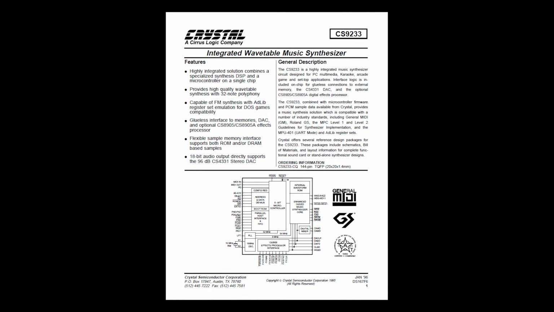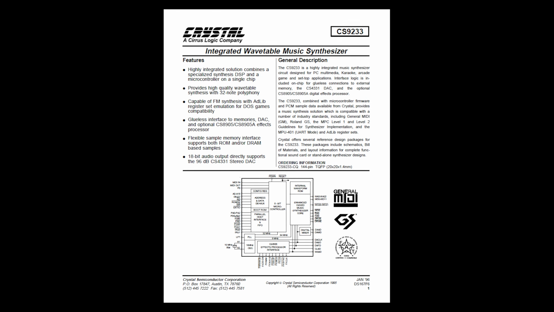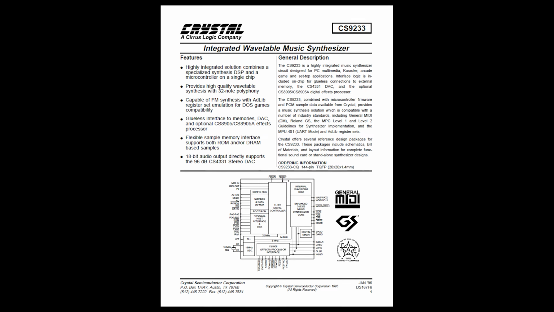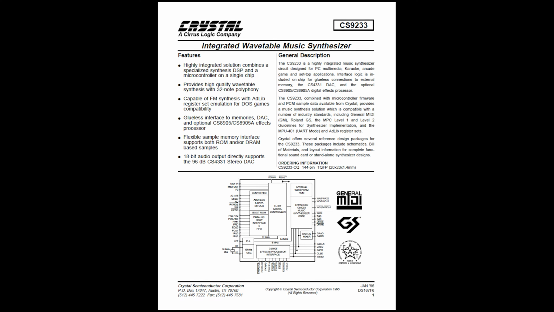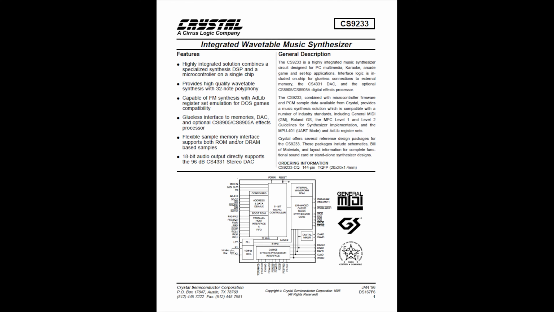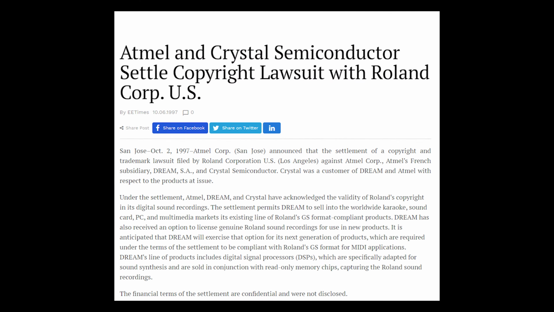So the CS9233 was sold as a GS-compatible system. In fact, you can actually see it on the datasheet right here. It's basically just a MIDI synthesizer that uses Roland sample sets, and for the most part, it sounds close, not exact, to a Roland SoundCanvas. So what Roland actually claimed was that the device had violated their copyrights, namely their sounds.